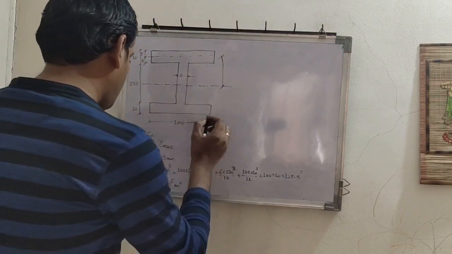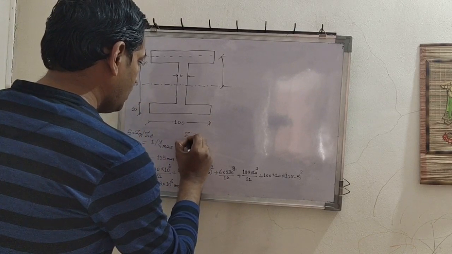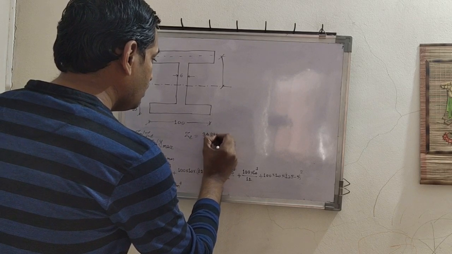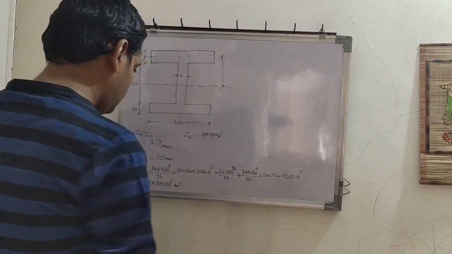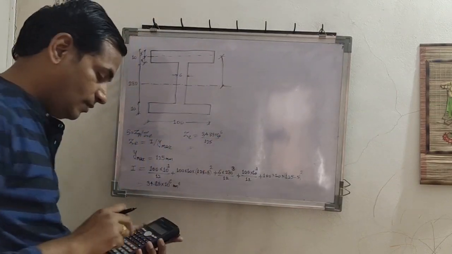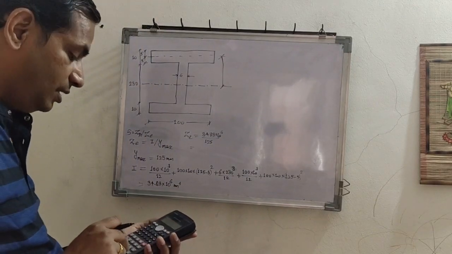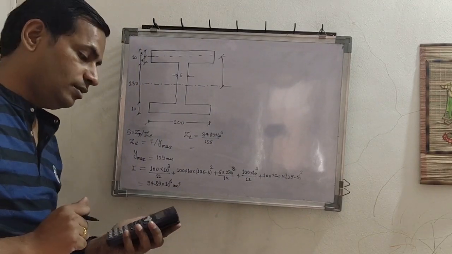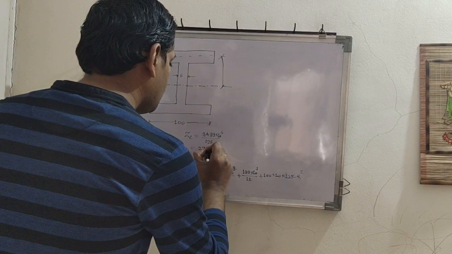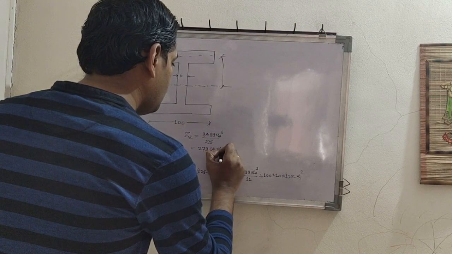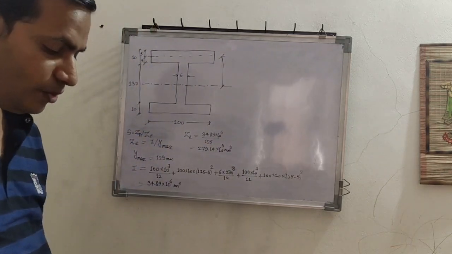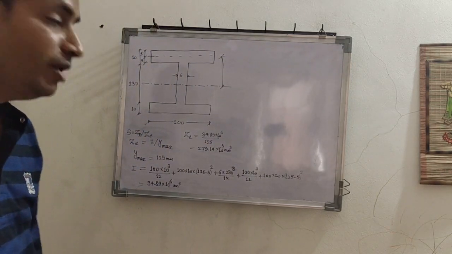So now we can find ZE as I upon Y max. What is I? 34.89 into 10 raised to 6 divided by 125. So what we will get is ZE, which is 279.14 into 10 raised to 3 millimeter cube.